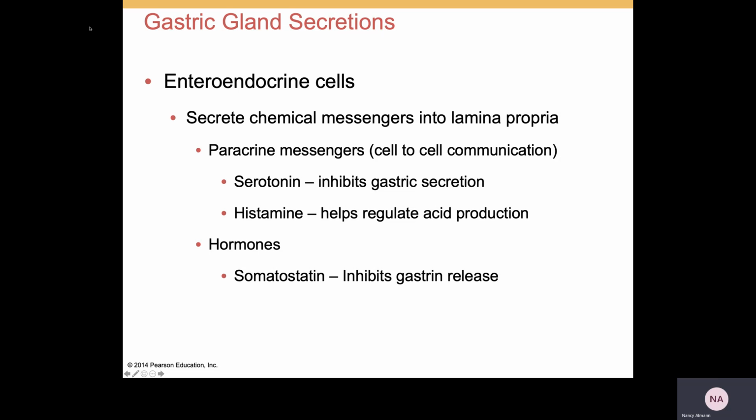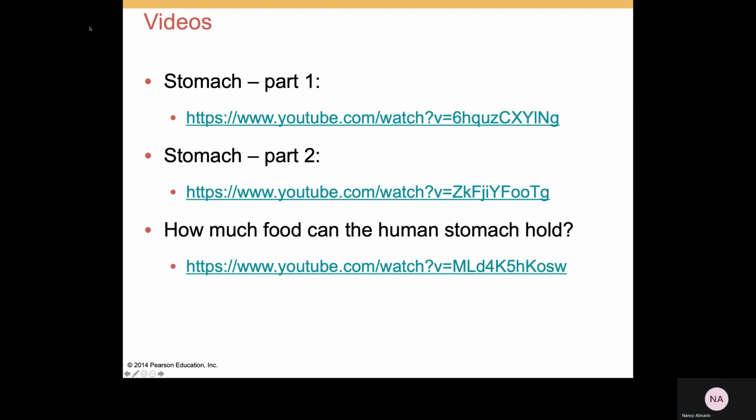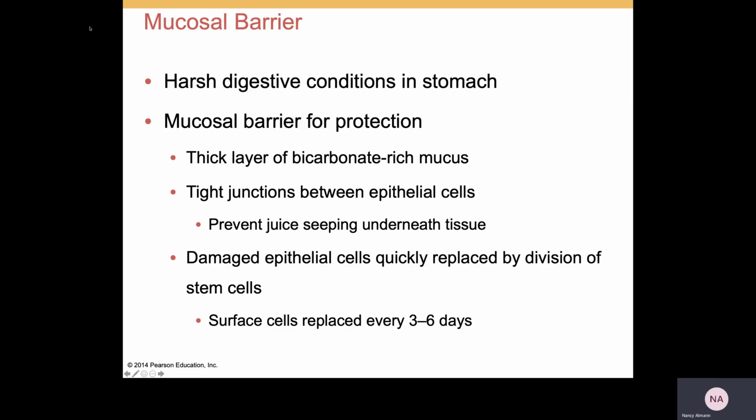And the hormone somatostatin is going to inhibit gastrin release, and gastrin is a hormone that we're going to talk about here. So gastrin is going to stimulate the secretion of hydrochloric acid. It is also going to stimulate gastric motility, and I would know those two functions if I were you. 2-3 videos that are good to watch.